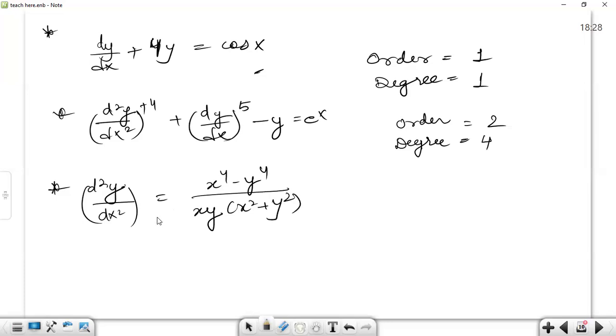Now the degree of this. First, let's talk about its order. Its order is 2. Yes, right. And degree is 1. Yes, right. Let's go to some complex examples now.